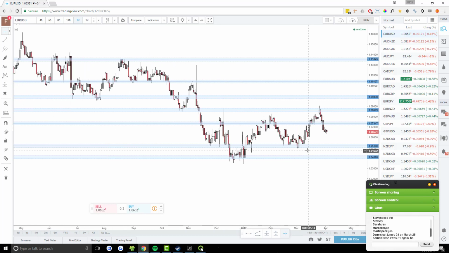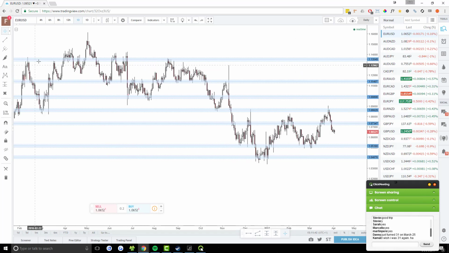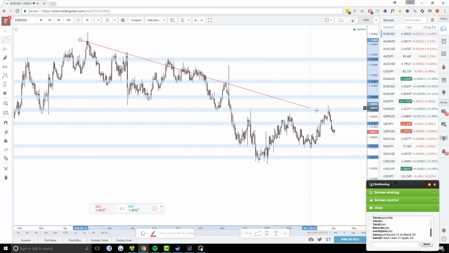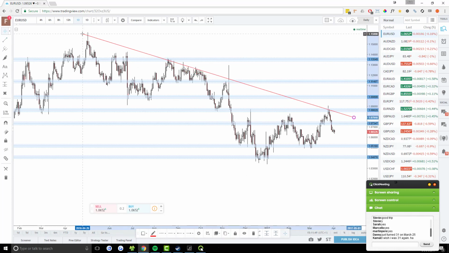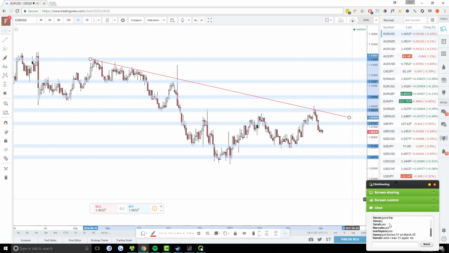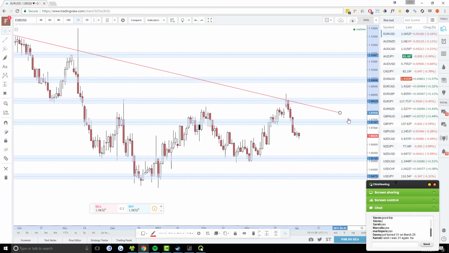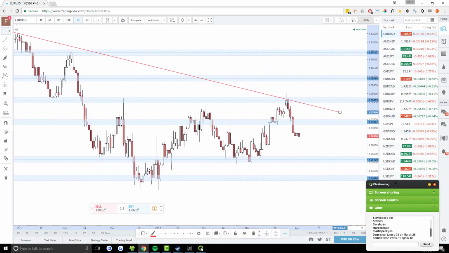Looking ahead for EURUSD later this week, it looks like price is overall trending down. It's not a perfect trend line, but something like that. Price is overall trending down, and we do have a pretty good resistance area here. So I'd be looking for something like this potentially on EURUSD.